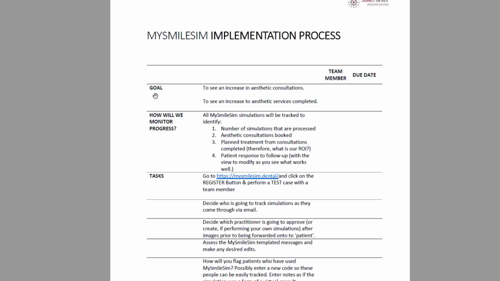First of all, it goes through your goal, and the goal is to see an increase in aesthetic consultations and to also see an increase in the aesthetic services completed. I've done this in 2 separate goals, and you can add and modify to these goals as you wish. But I thought if it's just around production value of services completed on patients, it could be missing one key area. If you have seen a large increase in the aesthetic consultations within your practice, however, you have not been able to convert them into paid treatments in your appointment book, then the gap could be in your patient engagement process. It wouldn't necessarily be an issue with MySmileSim, but maybe your patient engagement process has areas where it could improve. So I like to track both things.